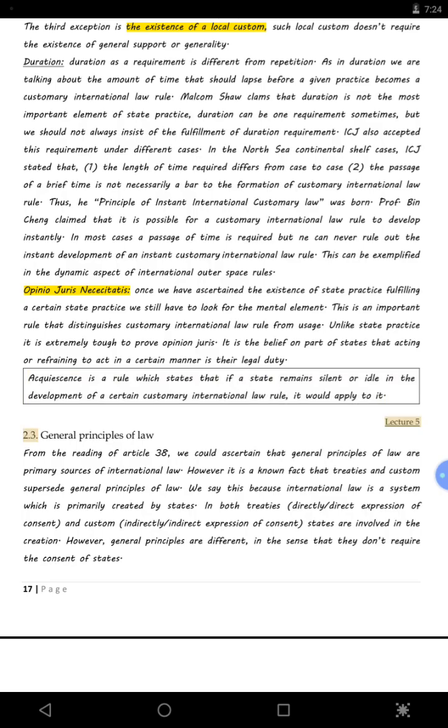Lecture 5. 2.3. General Principles of Law. From the reading of Article 38, we could ascertain that general principles of law are primary sources of international law. However, it is a known fact that treaties and customs supersede general principles of law. We say this because international law is a system which is primarily created by states. In both treaties, direct expression of consent, and custom, indirect expression of consent, states are involved in the creation. However, general principles are different, in the sense that they don't require the consent of states.